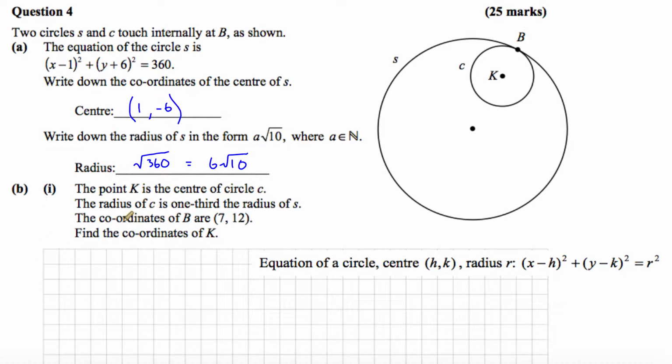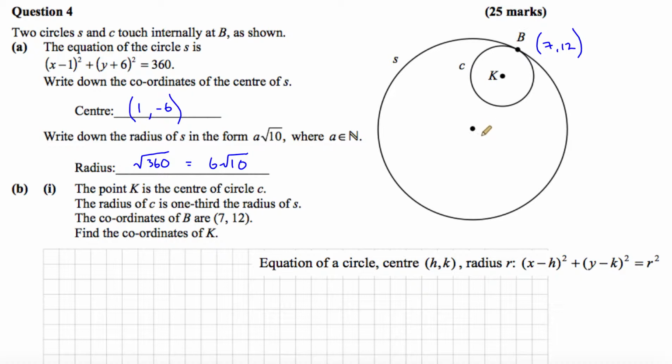So part B. B1 says the point K is the center of circle C. So here's the circle C and the point K, the center. The radius of C is 1/3 the radius of S. So the radius of C, in other words the distance B to K, is 1/3 the distance B to the center here. The coordinates of B are 7, 12. So that's 7, 12. Find the coordinates of K. So we're looking for K.